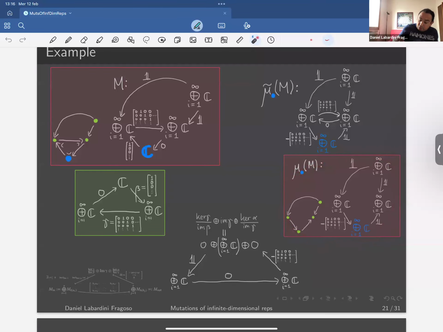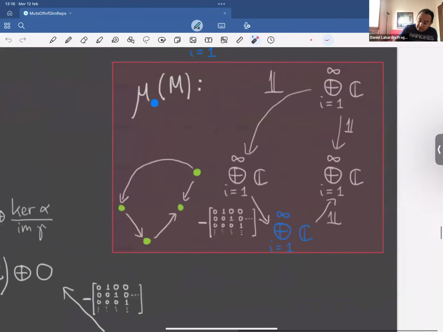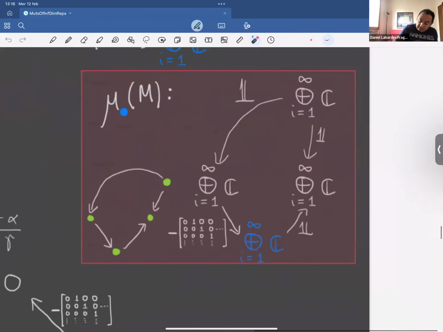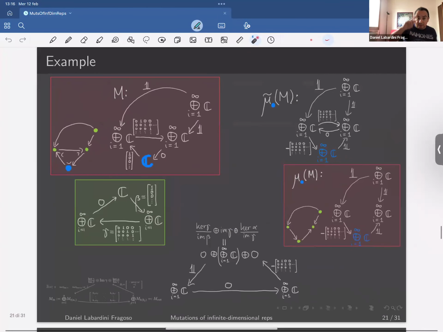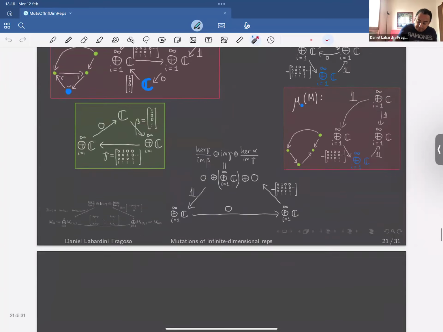sorry, it is isomorphic to the one they define, because here one has to put a minus sign, but it's isomorphic to the one that Bauer and Laking define. So these are those infinite dimensional representations from the work of Bauer and Laking. They behave well under this mutation of representations.